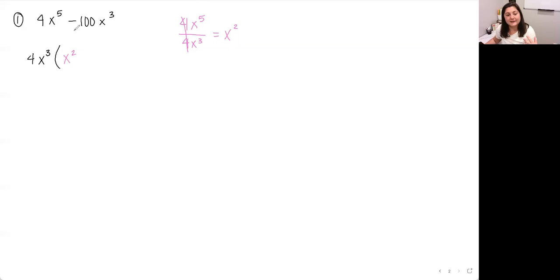And then what happens when I take my second term, negative 100x to the 3rd, and divide that by 4x to the 3rd? I know my x's will cancel, and I divide negative 100 by 4, and I end up with negative 25. So I have just now factored the greatest common factor out of this polynomial. However, I do want to mention that this is a difference of two squares binomial, so we can factor it still.